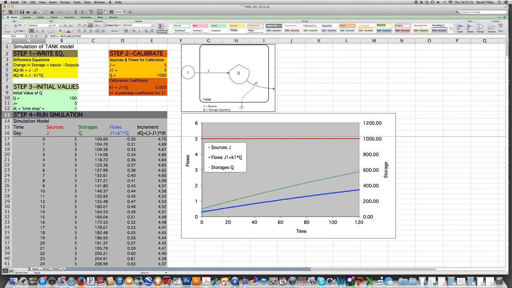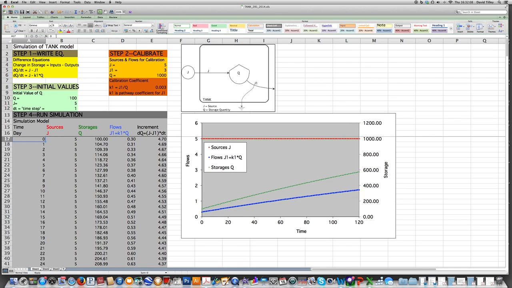Step four, the simulation itself. So this should look like the hand-drawn simulation that we did in lesson 4A. We have a column for time. We have a column for the source, in this case J. We have a column for Q, the storage, a column for the outflow, J1, and then we need to calculate dQ. So we have a column for calculating dQ. What we'll do is click on these cells and see what's inside them by looking at the formula bar.